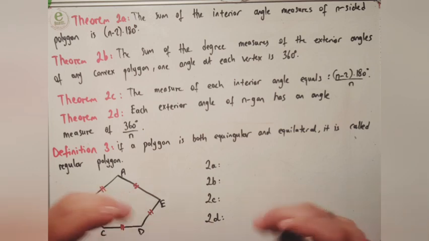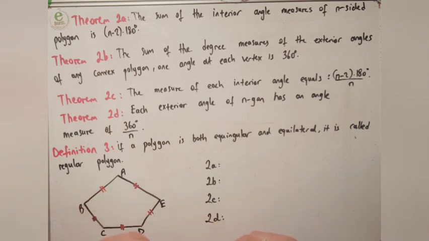Okay, so to understand better, look at the example. Here the pentagon is given, a 5-sided polygon. AB is equal to BC is equal to CD is equal to DE is equal to EA, so it is a regular polygon. It means that each interior measure and exterior measure are equal.